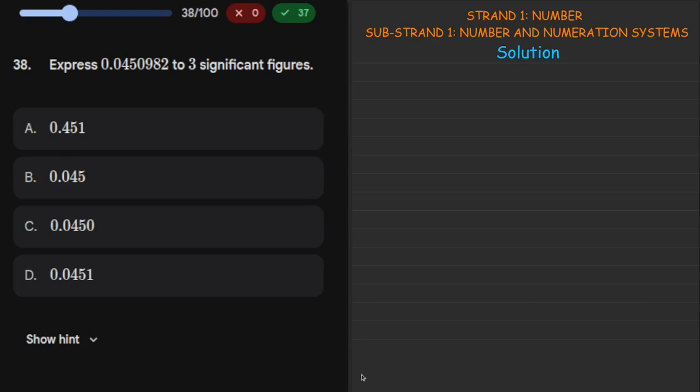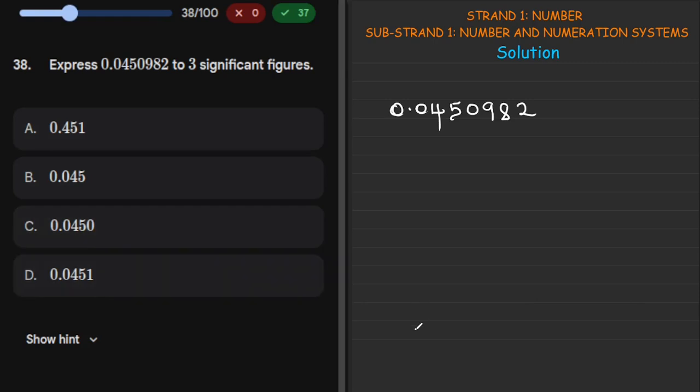Question number 38. Express this number to 3 significant figures. So with this, all we need to do is to target the third significant figure and see if we are going to round off, that is up or down. So this is not significant, it's a leading 0, then we come to 4. 4 becomes our first significant figure, 5 becomes our second significant figure, and the 0 here is our third significant figure because it's a trapped 0. But we can't end here. We need to consider our decider.